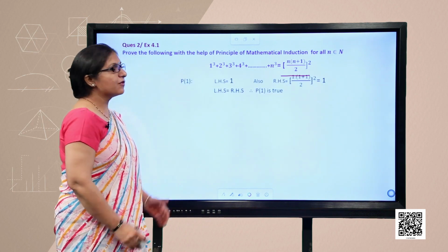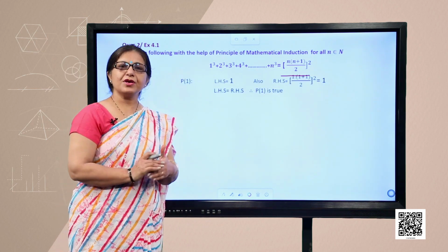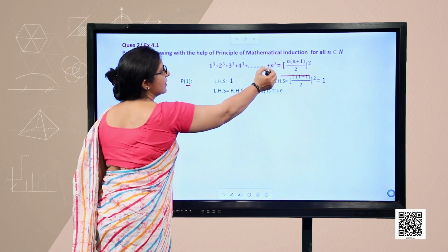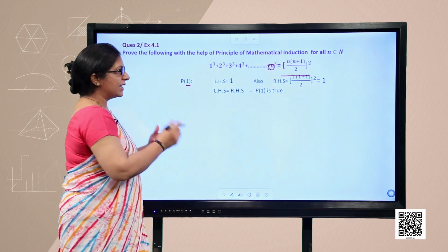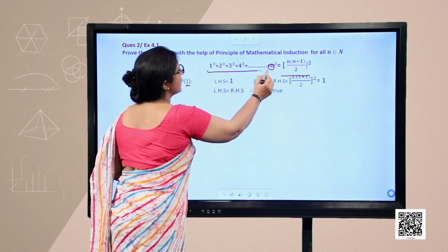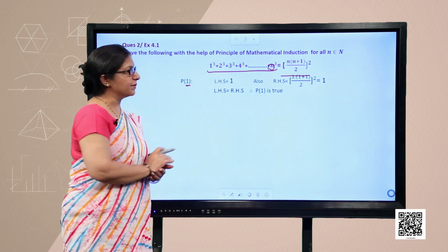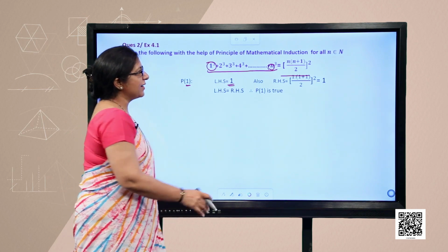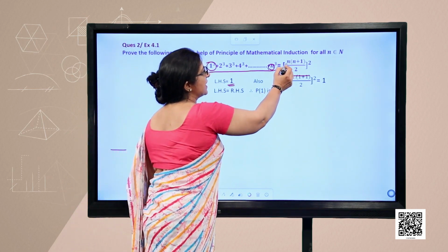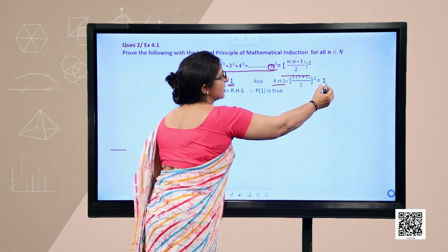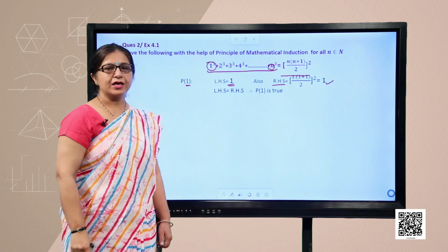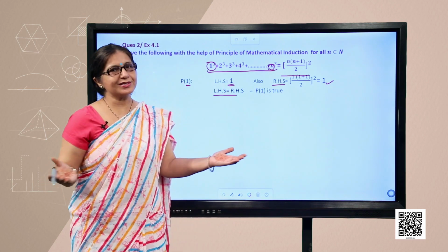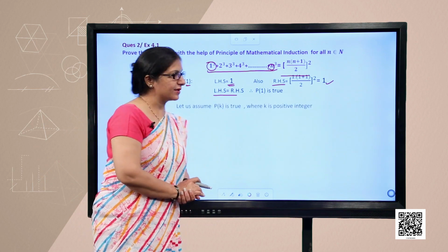How do we proceed further? First, as I told you, we will verify it for P1, replacing n by 1. In the left hand side, 1 means only one term, and one term means the first term. The left hand side is 1 and on the right hand side we just replace n by 1 and we get this as also 1. Therefore, left hand side is equal to right hand side and P1 is true. Now we can proceed further.